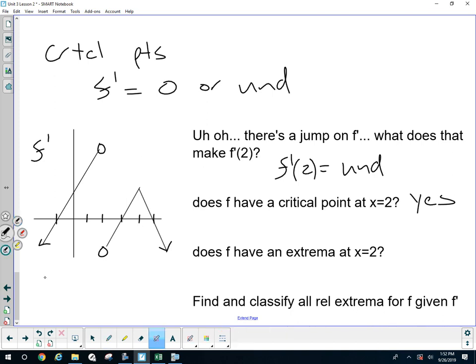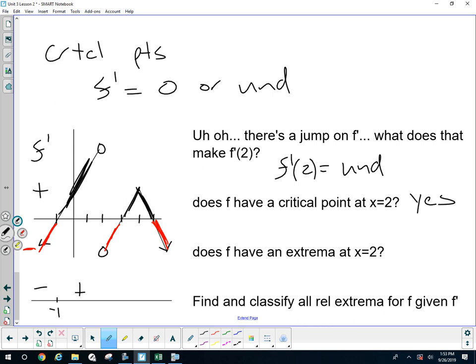Let's go ahead and do a sign analysis. This one's tricky. I got negative values, negative values, negative values. I got positive values, positive values. So, negatives until -1. Positives until 2. I have an undefined value. Then I got negatives until 3, positives until 5, negatives after 5. This is a 0, this is a 0, this is a 0.